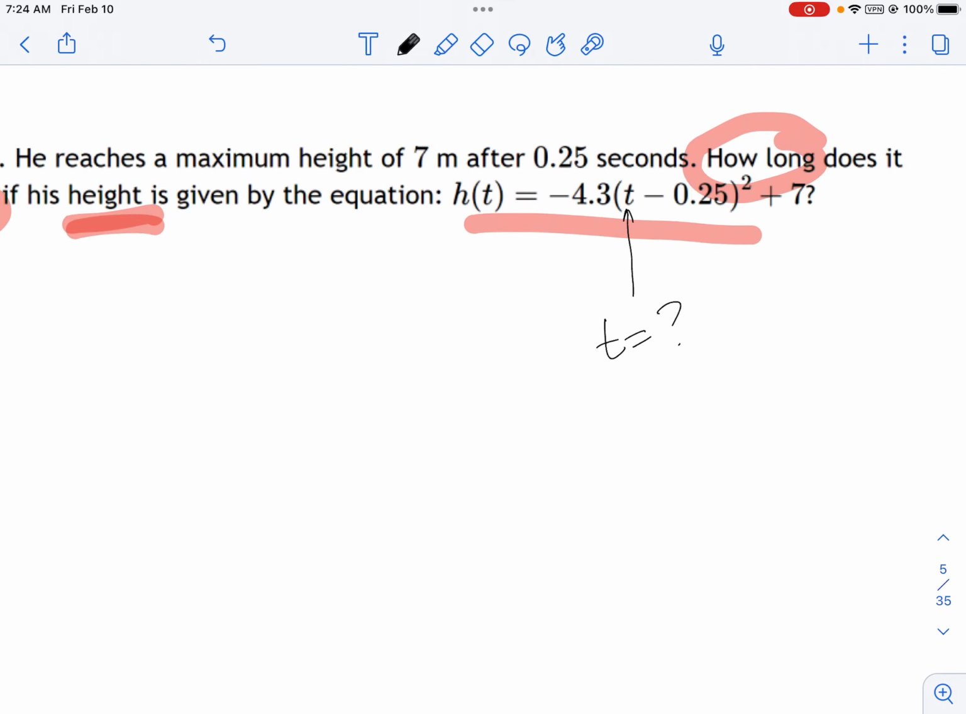Well, we have two variables inside of the equation right now. We have the t for time, and we have this h of t. Now, we're told that the h is standing for height, so this is your height at any time t. Now, do we know what t is? No, but we do know what height we want.